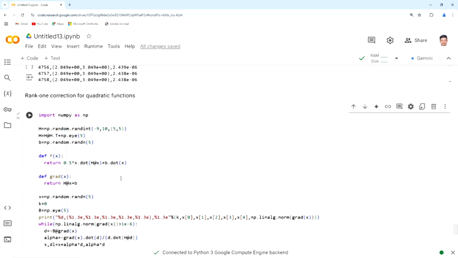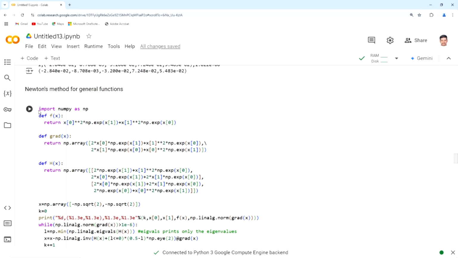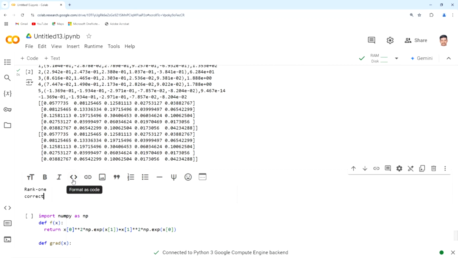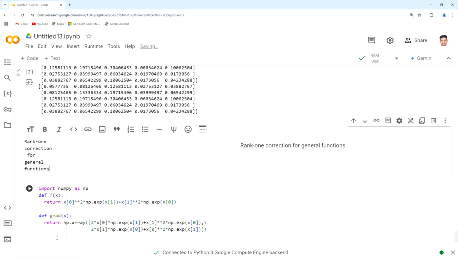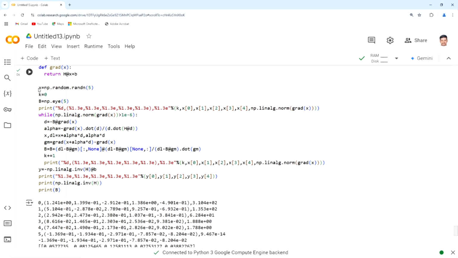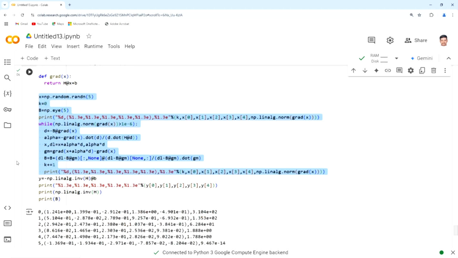So, we will again use the same example that we have been using for quite some weeks, x 1 squared e power x 2 plus x 2 squared e power x 1, and check what happens when you apply rank 1 correction. Okay. So, since you want the particular function, let me search for it. Yes. So, I will write down rank 1 correction for general functions, okay. And here I will just copy this down, just that I will have to modify x. Okay. So, I have defined f of x and grad of x.